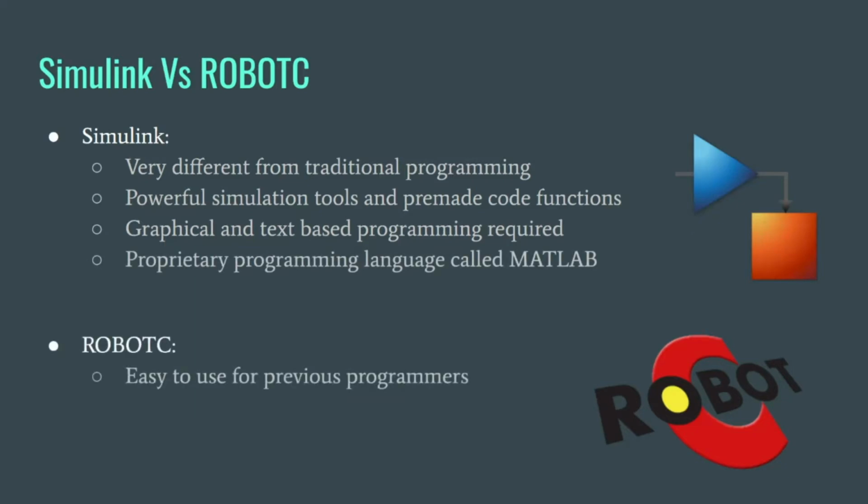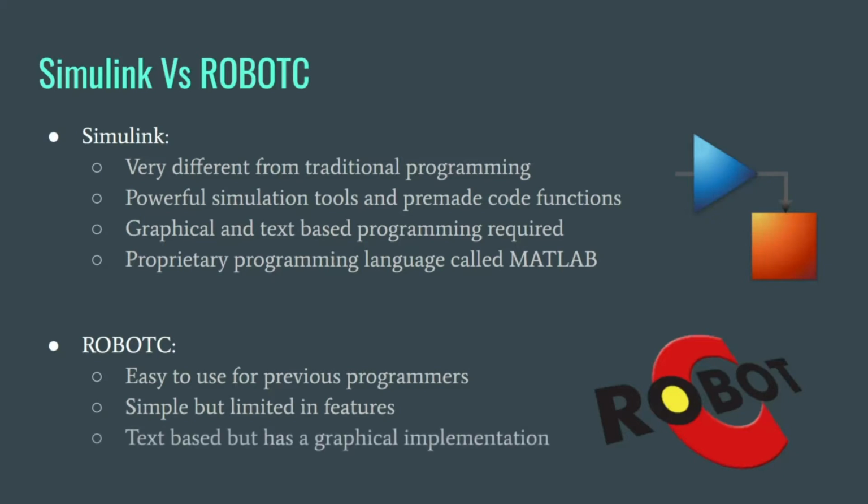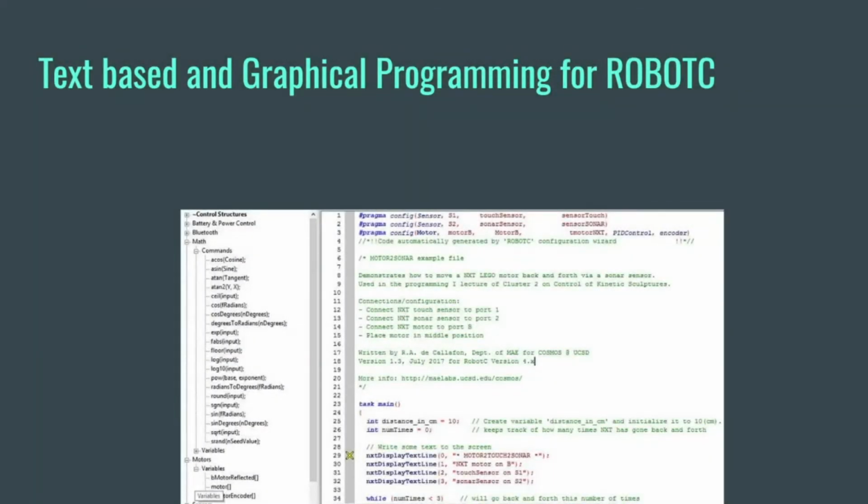RobotC, on the other hand, is easy to use for previous programmers. It's simple but limited in features. It is text-based but also has a graphical implementation. It uses the widely known C++ code structure, which means it's super easy to look up help and get answers from other people. So what is text-based and graphical programming?